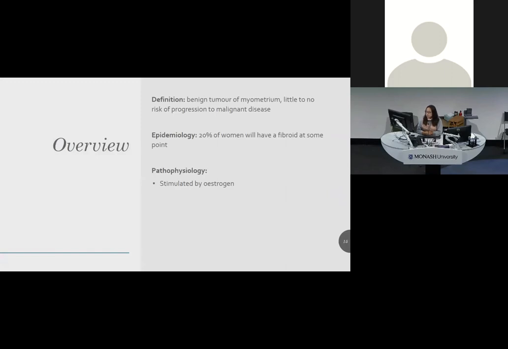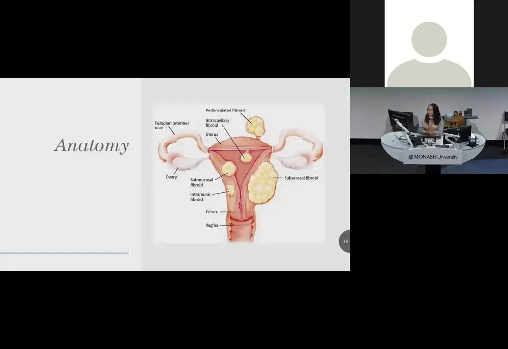And in terms of pathophys, basically stimulated by estrogen, again, we have no idea why some people get it and why some people don't. So these are the different places that you can have a fibroid. So you've got the ones that are in the cavity, in the submucosal space, in the subserosal space, intramural, and you've got the pedunculated ones. But any of them can be pedunculated if they're on the inside or the outside.